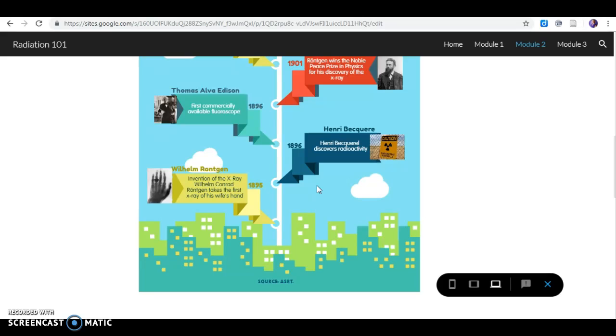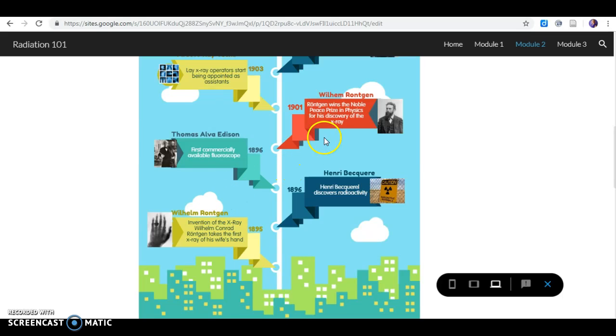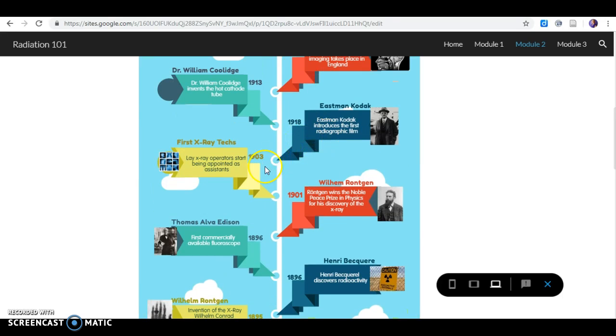He named it X-ray after the algebraic X for unknown because he didn't know where this ray came from. So he named it X-ray. And as you follow up the easel, there are more discoveries. Henri Becquerel discovers radioactivity. And then you have Wilhelm Röntgen receiving the Nobel Prize in Physics. And then you have the field that I'm in, X-ray techs, finally coming and being appointed in 1903.